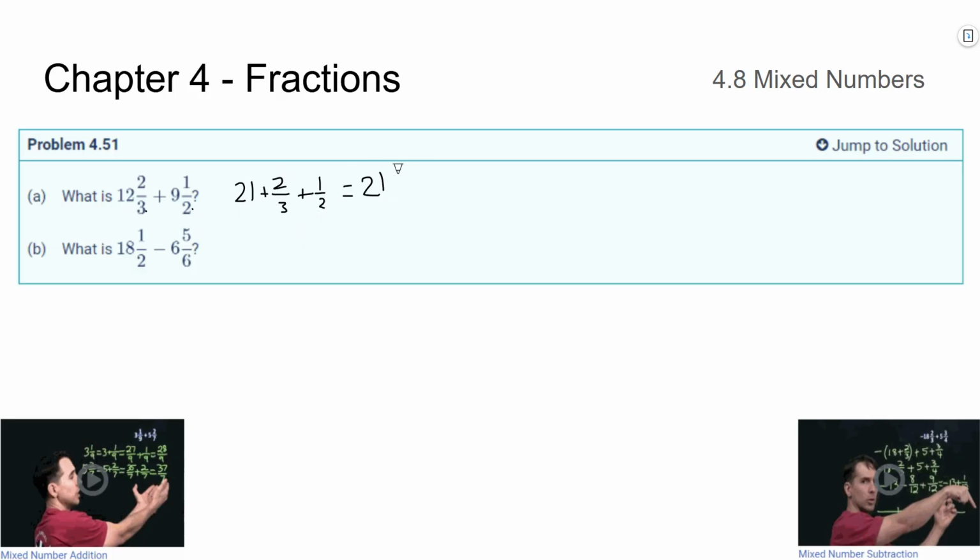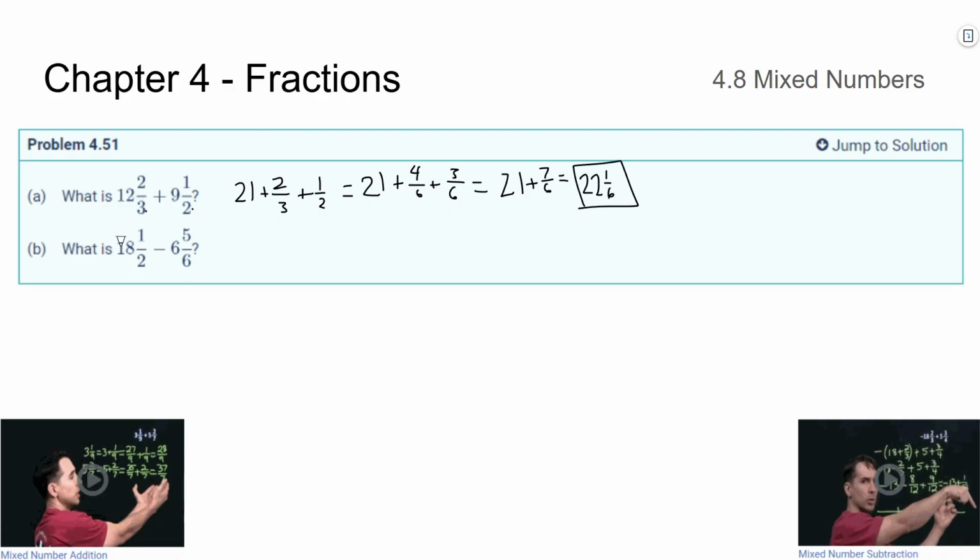So 2 times 2 would be 4, 4/6. And multiply top and bottom by 3. So that'd be 3/6. And that'd be 21 plus 7/6. We know we can simplify that. We can take a whole number out of that and be 22. And what's left? 1/6.